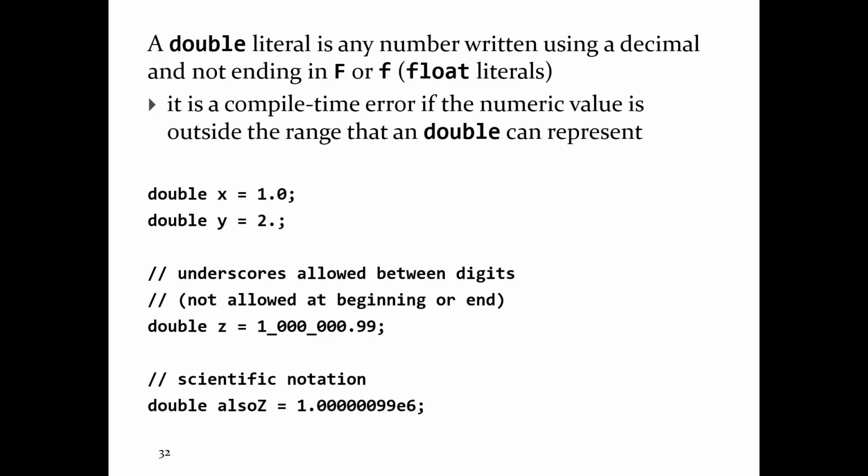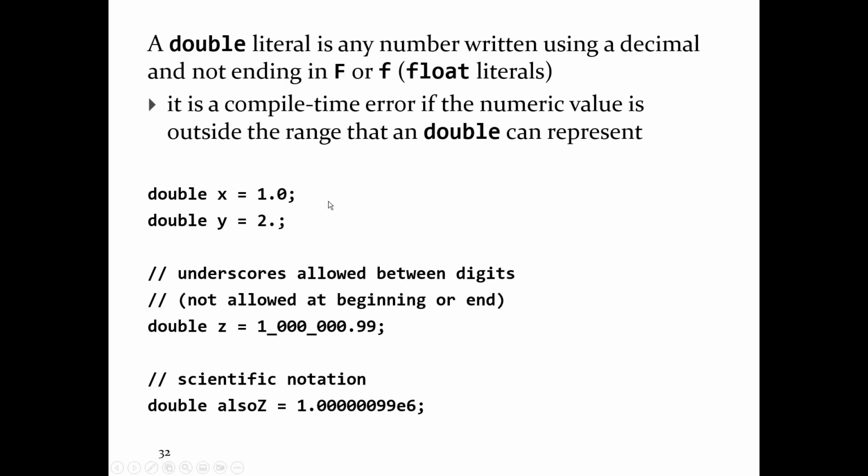If you write down a number in Java and it has a decimal point in it, then the compiler considers that to be a double literal. If you end the number with an F, capital F or lowercase f, then that becomes a float literal. So in Java, you can consider float to be the floating point type that represents a smaller range of values than double. Like with the int type, it's a compile time error if the numeric value is outside the range that a double value can represent.